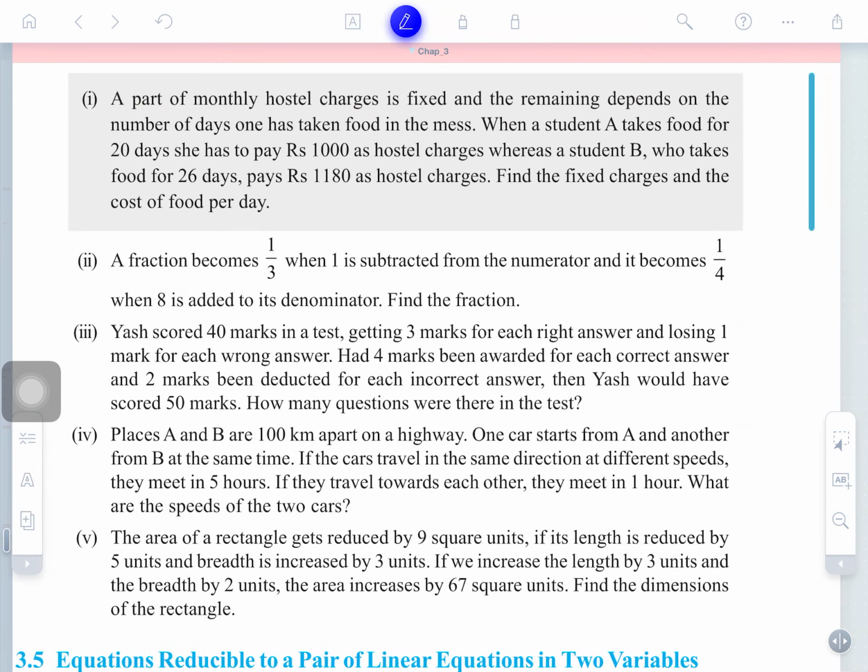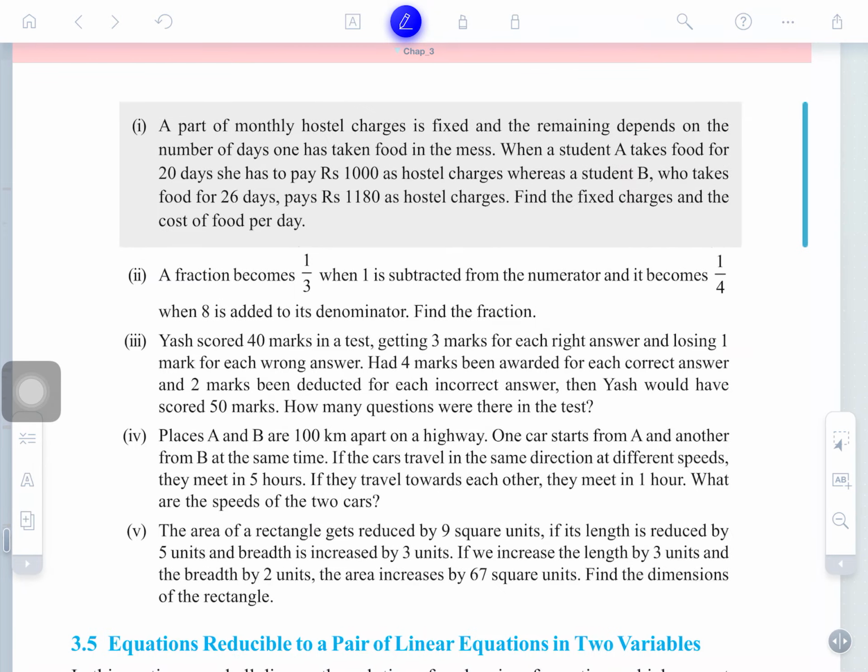A fraction becomes 1/3 when 1 is subtracted. So find the fraction. It's saying find a fraction. So a fraction is made up of a numerator and a denominator. So you will suppose the numerator is x and the denominator is y.